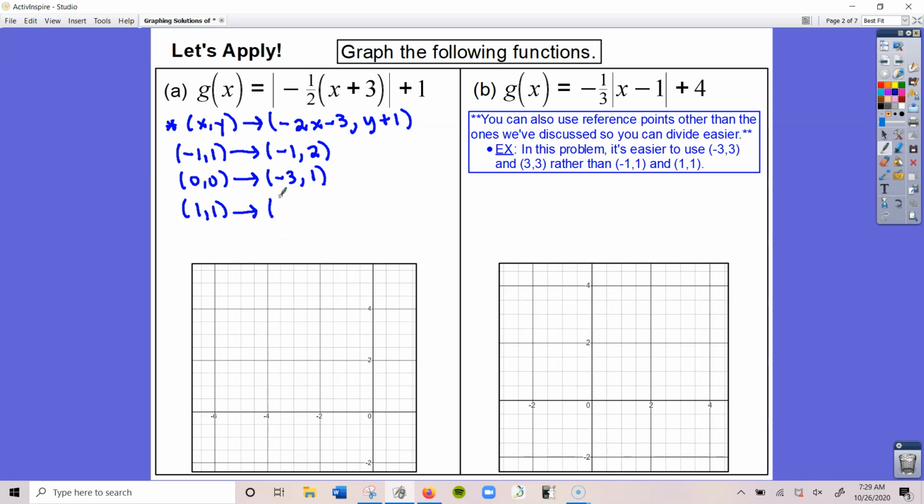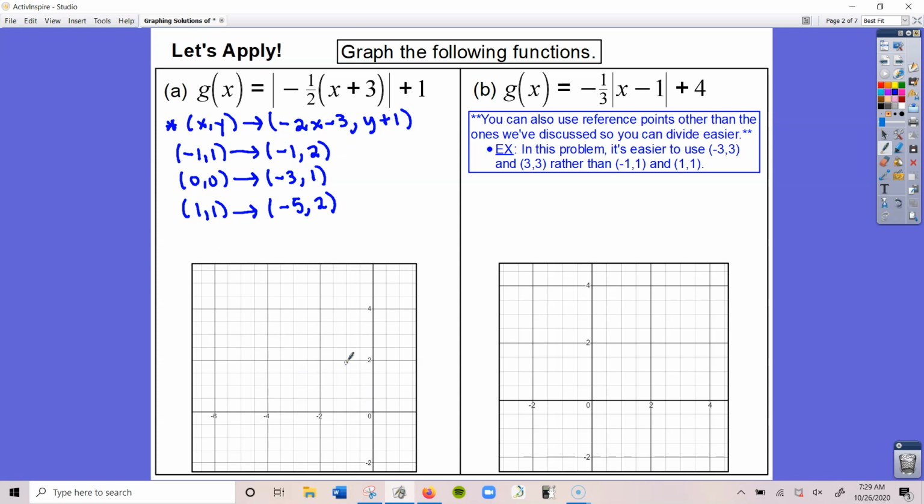Lastly, we plug in 1, 1. Negative 2 times 1 is negative 2, minus 3 is negative 5. And then 1 for the y again, 1 plus 1, 2. So these are my new points, and I'm going to go ahead and plot that.